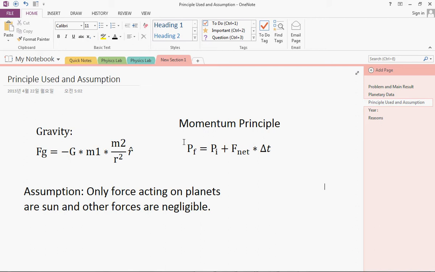And there's one assumption I used to make the computational model, that the only force acting on the planets is the Sun's gravitational force, so other forces will be negligible and I will treat them as zeros, so we don't really care about those.